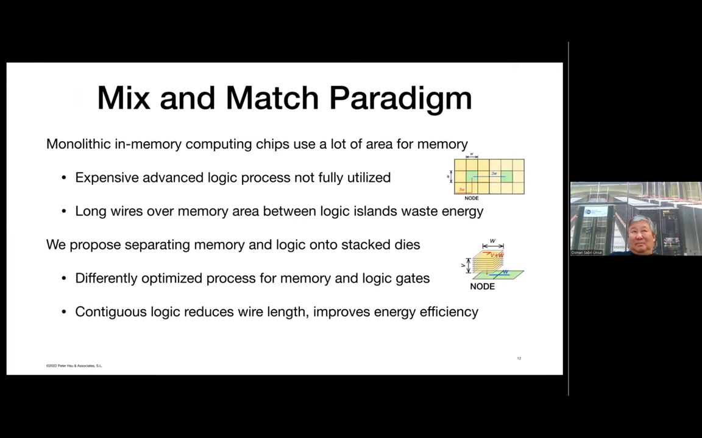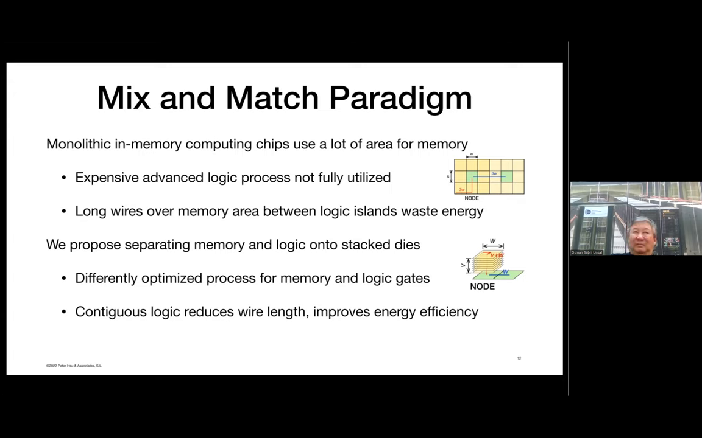So the mix and match paradigm is that, as I was saying before, the monolithic in-memory computing chips, like GraphCore and Cerebras, use a very advanced logic process to make dense memory, and also very high performance logic. But there's not that much logic on these chips because a lot of the space is used for memory. And so the advanced gate process, advanced transistors for logic gates, are not fully utilized.